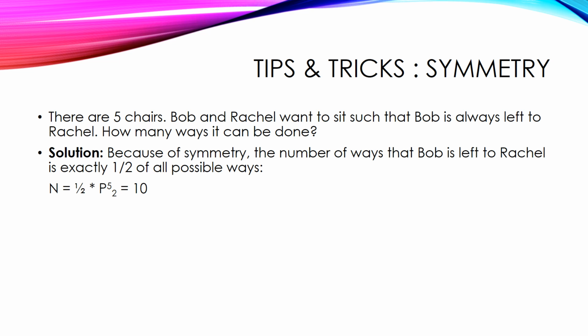Some tips and tricks to remember is symmetry. Let us look at one example using this. There are 5 chairs. Bob and Rachel want to sit such that Bob is always left of Rachel. How many ways can it be done? Because of symmetry, the number of ways that Bob is left of Rachel is exactly half of all possible ways, which is n is equal to half into 5P2 is equal to 10.